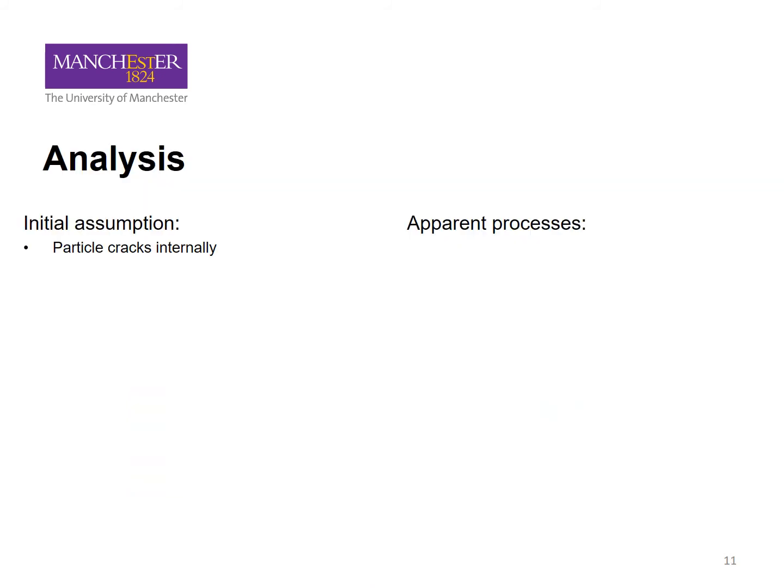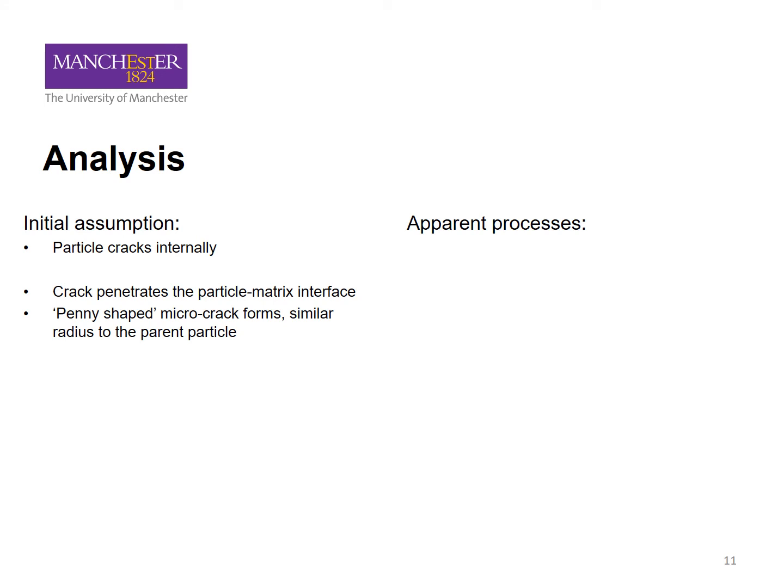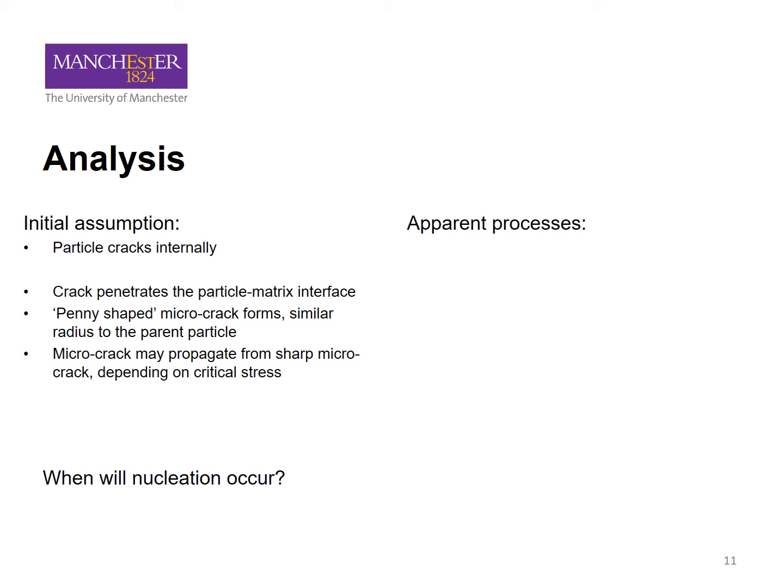Cleavage failure was assumed to start with the particle cracking internally, which may then pass through the particle-matrix interface to form a penny-shaped sharp microcrack within the surrounding material that's a similar size to the parent particle, which can then propagate depending on some kind of critical stress criteria. And the goal of this work was to better predict when nucleation will occur. But the work's actually shown a different process.